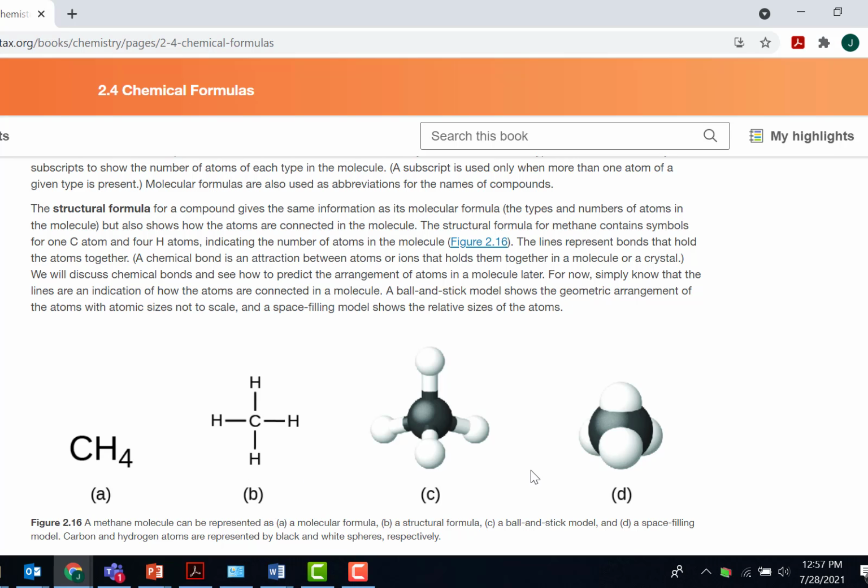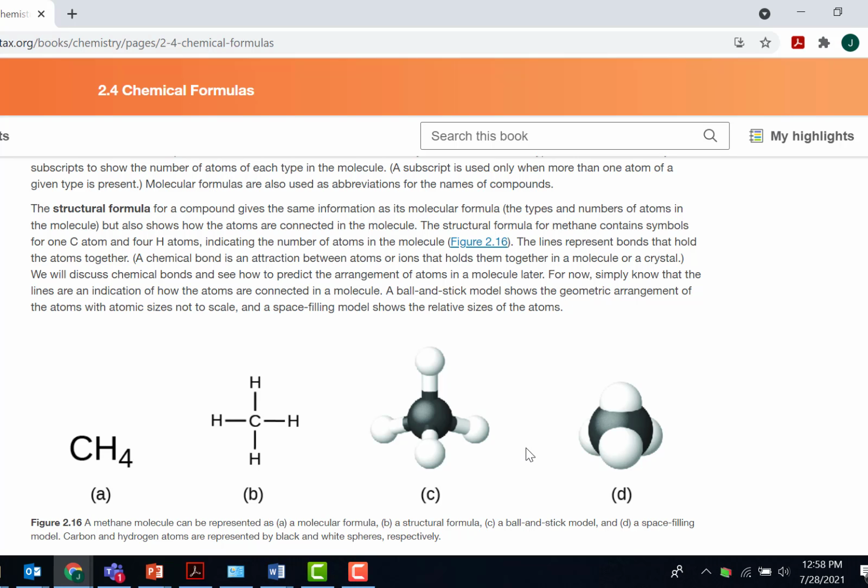We have other ways of showing additional information through artwork, right? So again, not an art class, so you don't have to be able to draw these things, but these are additional representations that actually contain even more information. We're not showing the angles of how these bonds are relative to each other within the structural formula. But within the ball and stick or space filling model, we are showing that information.